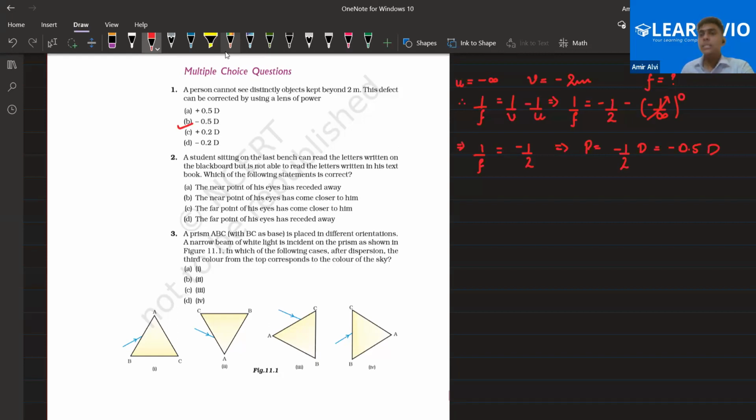In hypermetropia, the near point basically increases. The near point of the human eye has increased, so it is greater than 25 centimeters. We will not be talking about the far point, because there is no sense in discussing the far point for hypermetropia. So either A or B, let's discuss which one is correct. The near point of his eye has receded away. Receded away means it has shifted towards infinity, so it is greater than 25 centimeters, right? After that, the near point of his eye has come closer to him. Obviously it will not come closer, but it will go beyond 25 centimeters. So option A is the correct one.